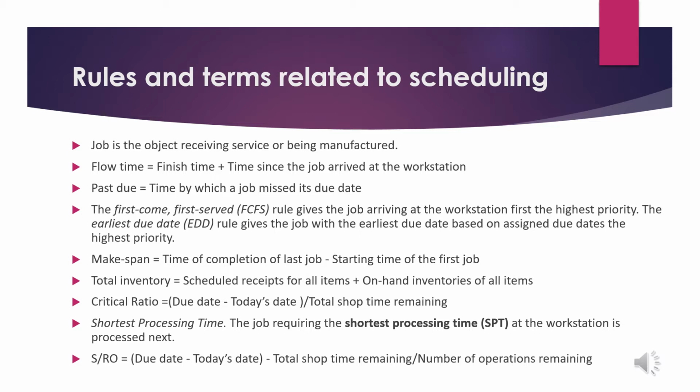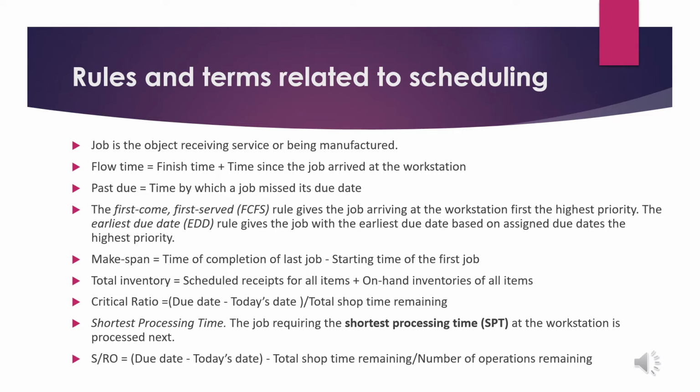Last but one of the most important terms that we need to understand before going into the sum is S by RO, or slack per remaining operations. Slack is the difference between the time remaining until a job's due date and the total shop time remaining, including that of the operation being scheduled. A job's priority is determined by dividing the slack by the number of operations that remain, including the one being scheduled, to arrive at the slack per remaining operations.